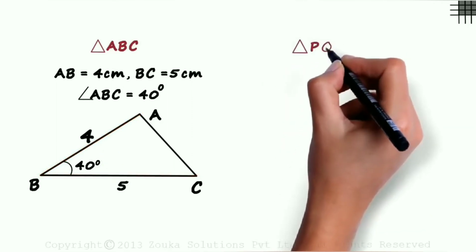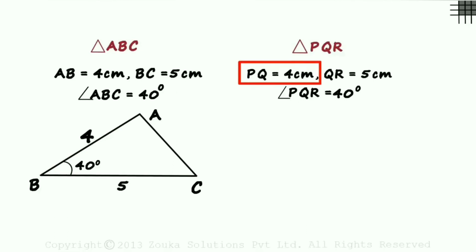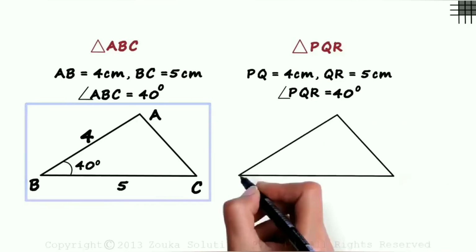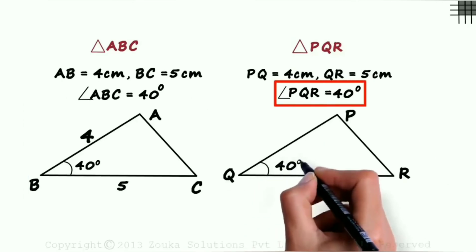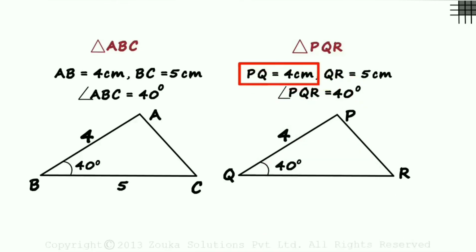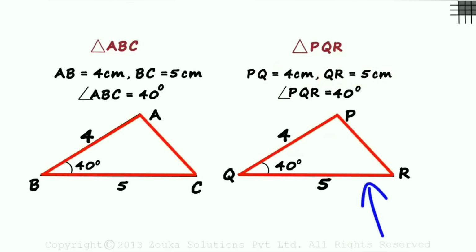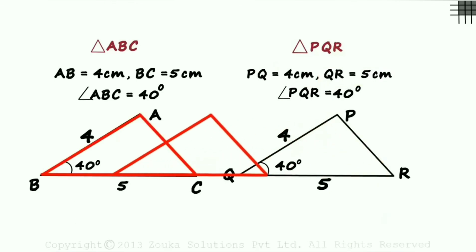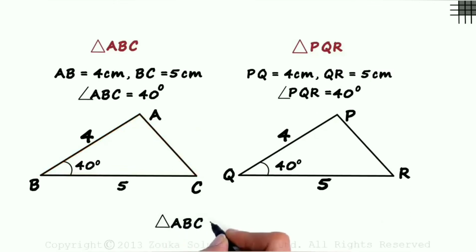And if we have triangle PQR with PQ equal to 4 centimeters and QR equal to 5 centimeters, and angle PQR equal to 40 degrees, then the triangle formed will be exactly like triangle ABC. Angle PQR is 40 degrees, PQ is 4 centimeters, and QR is 5 centimeters. If we take this triangle over to this one, they will overlap exactly. That is why we can say that triangle ABC is congruent to triangle PQR.